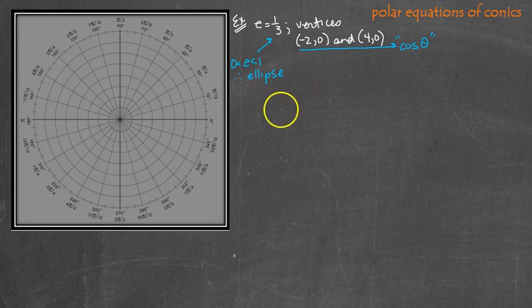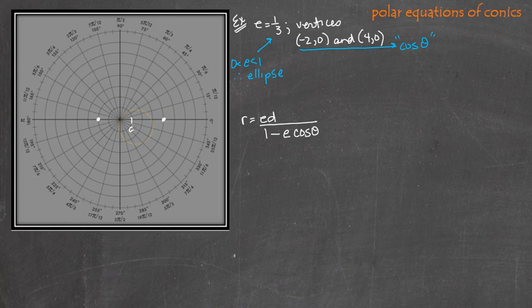So the general form of this equation should look like, in the end, r equals ed over 1 minus e times the cos of theta. Now I bet you're asking, how do I know that it's minus? Well, let's look. If I plot these points, -2 and +4, and find the center, the distance from 4 to -2 is 6 units, so if I go backward just 3 units, that puts the center at 1.